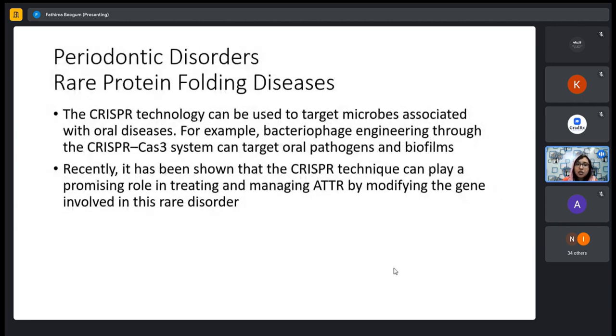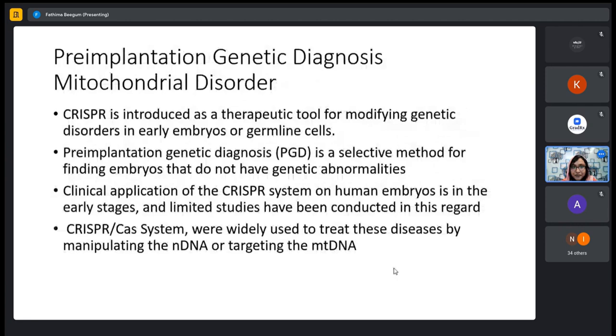Then periodontal disorders and also rare protein folding disorders. CRISPR has been used for targeting oral pathogens and biofilms. And also this CRISPR technology has been used for ATTR, that is cardiac amyloidosis, which is an amyloid cardiomyopathy disorder. So for that rare disorder also, studies have been conducted using CRISPR technology.